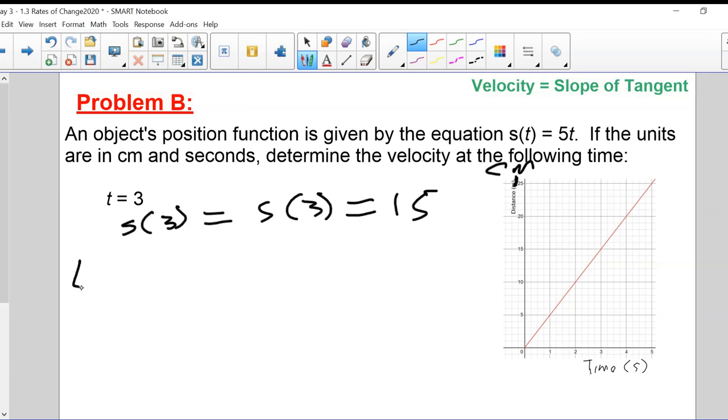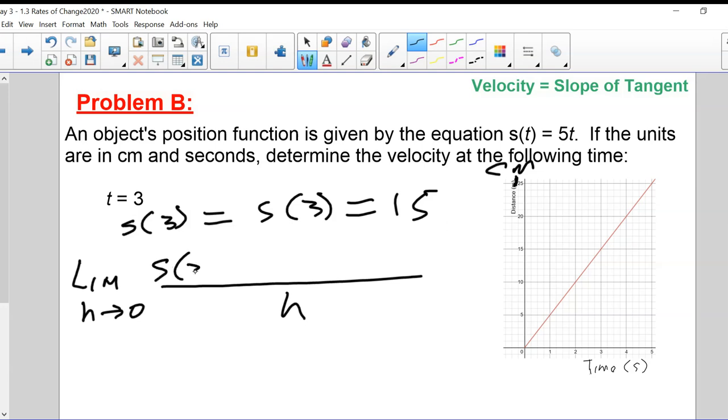We're going to find the limit as h approaches 0. Put everything over h as usual. We're going to say 5 times 3 plus h, right? So we're just putting the 3 plus h into the formula, and we're going to minus the 15 from that. Everything is consistent with what we've always done, right?